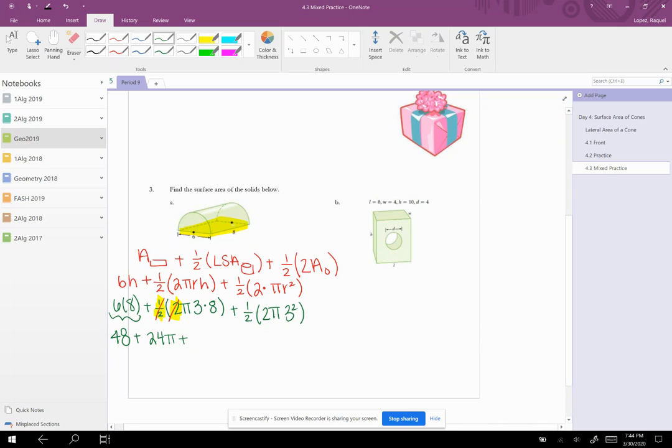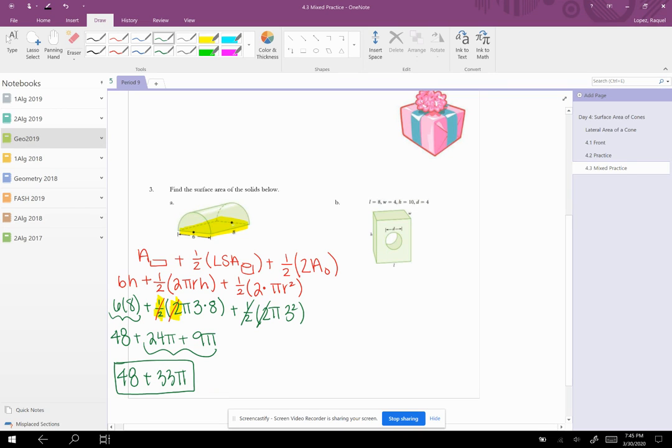And then if you look at that last part of our equation, I've got 1/2 again times 2. And so that's going to be 1. And I'm left with 1 times pi times 3 squared. Now 3 squared is 9, so I've got 9 pi here. So the only like terms I've got are these last 2 terms here, so I can combine those. So your final answer is 48 plus 33 pi.